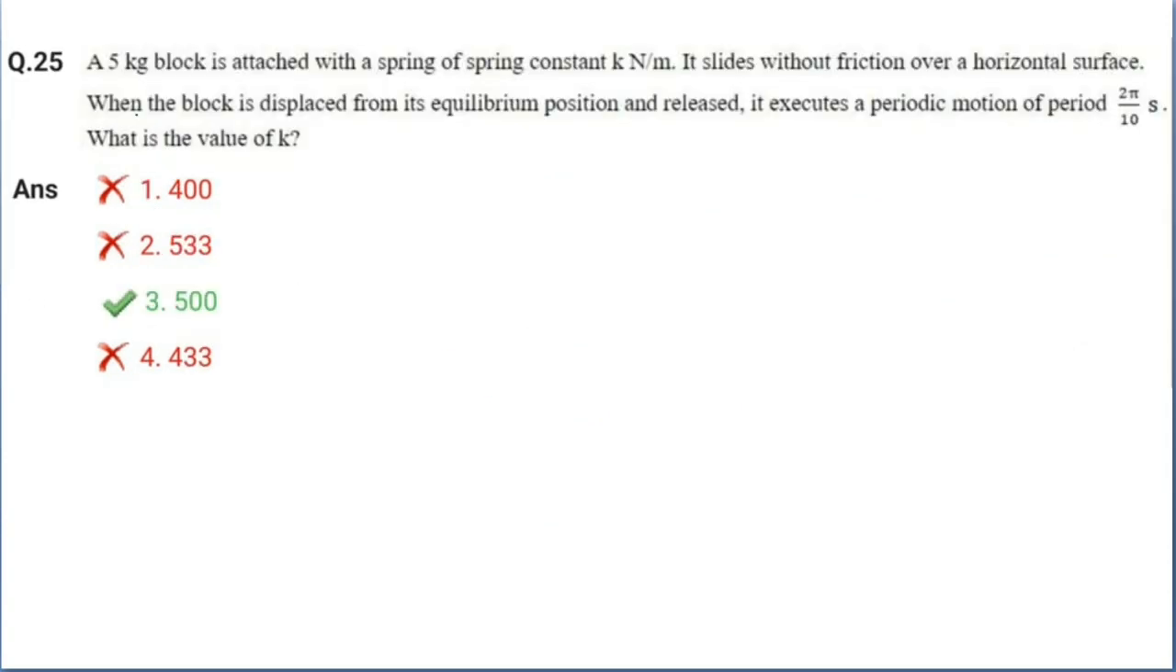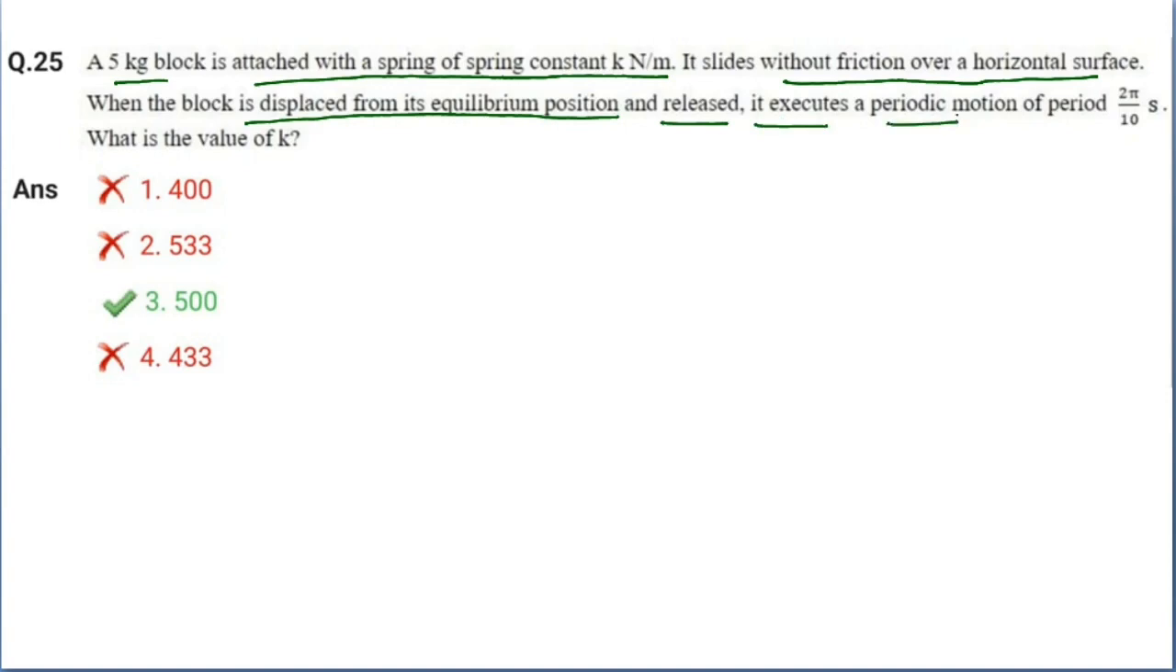Now question number 25. A 5 kg block is attached with a spring of spring constant k newton per meter. It slides without friction over a horizontal surface. When the block is displaced from its equilibrium position and released, it executes a periodic motion of period 2 pi by 10 seconds. What is the value of k? We have to calculate the spring constant. What is given? A 5 kg block is attached with a spring of spring constant k. Suppose this spring is attached here.